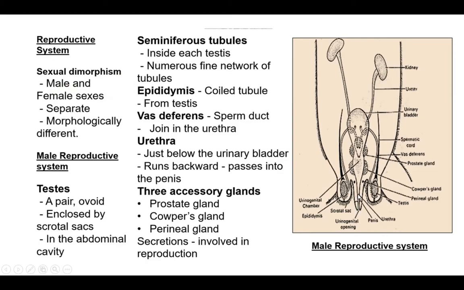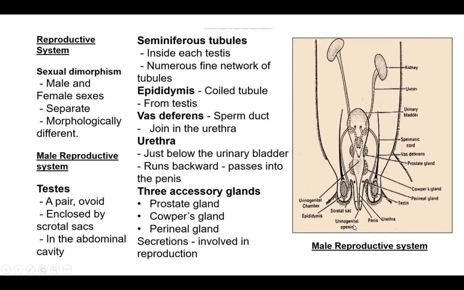This male reproductive system has supportive glands, or accessory glands. What are they? Prostate gland, this one. This is the prostate gland. Then this is Cowper's gland. And then this one, the perineal gland. So these glands also produce a few more secretions along with the sperm.